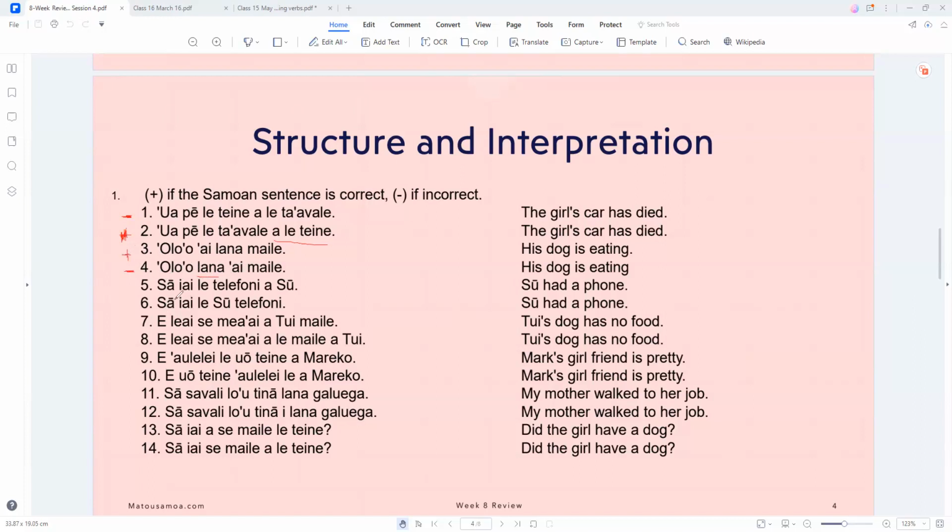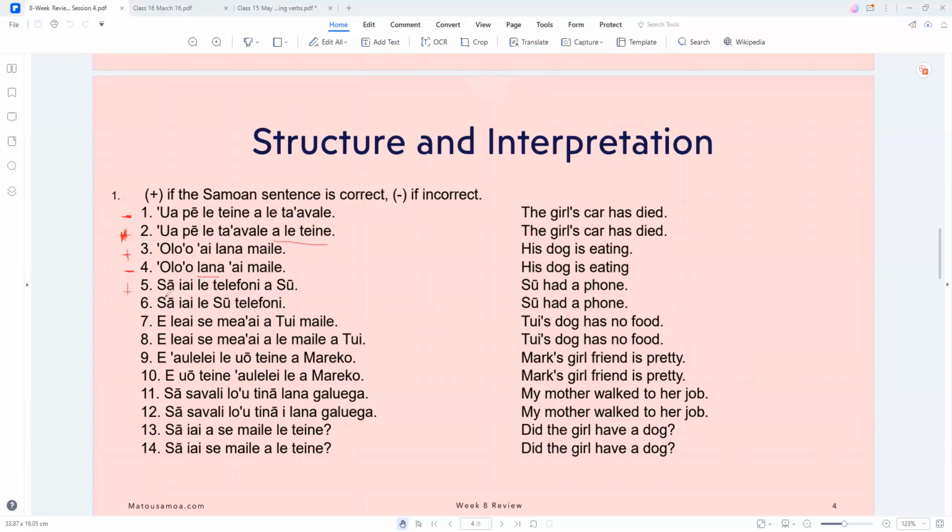So sa iai le telefoni a Sue. Does that mean Sue had a phone? Or sa iai le su telefoni? Which one is correct? Is this one correct? Sa iai le telefoni a Sue. Sue had a phone, or sa iai le su telefoni. Sue had a phone. It could be the first one. The first one, yeah.